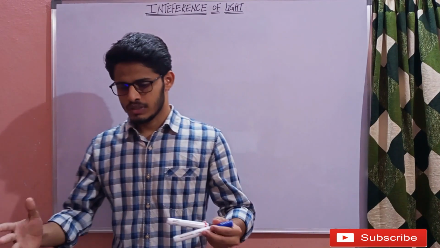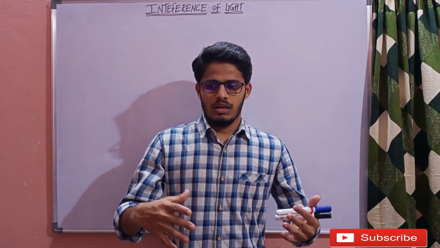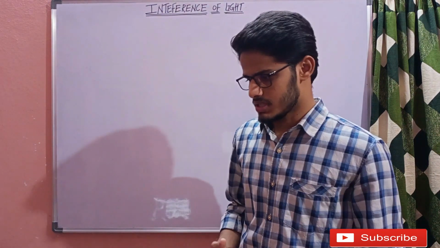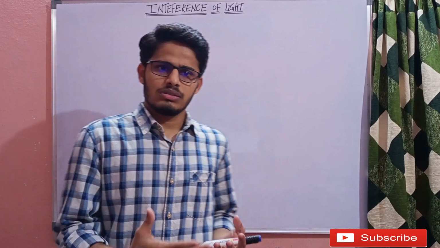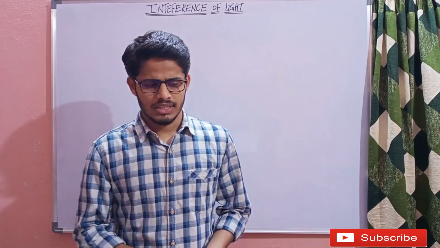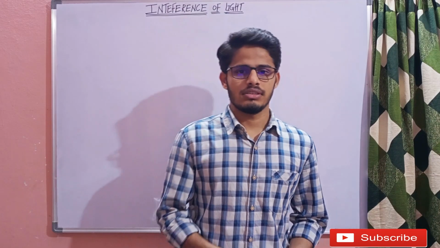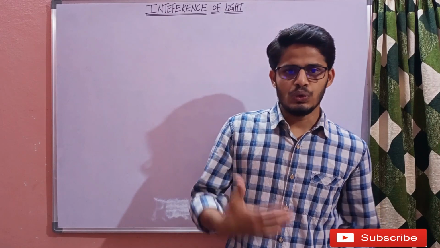Today I'm going to talk about interference of light. It's a big concept of light, and there's a lot of importance of this concept in physics. Without knowing this concept, we would not have discovered the gravitational wave, which we just now discovered. There we use a concept called interference of light. With the help of interference of light, we got to know that the gravitational waves do exist.